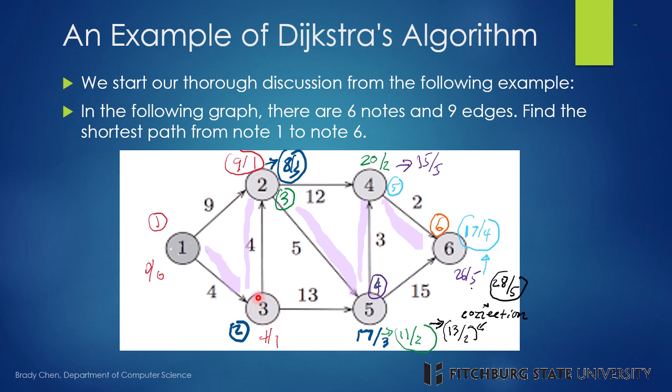So now update. From here, I have 8, and then that 9. Compare 8 and 9, so 8 wins because it's smaller, so distance 8 through 3, update it. And I also update number 5, so that's 4 plus 13, 17 through 3. Okay, update it. Now choose. Choose 8 or 17. Obviously, 8 is the choice, so I visit number 2. That's the third visit.